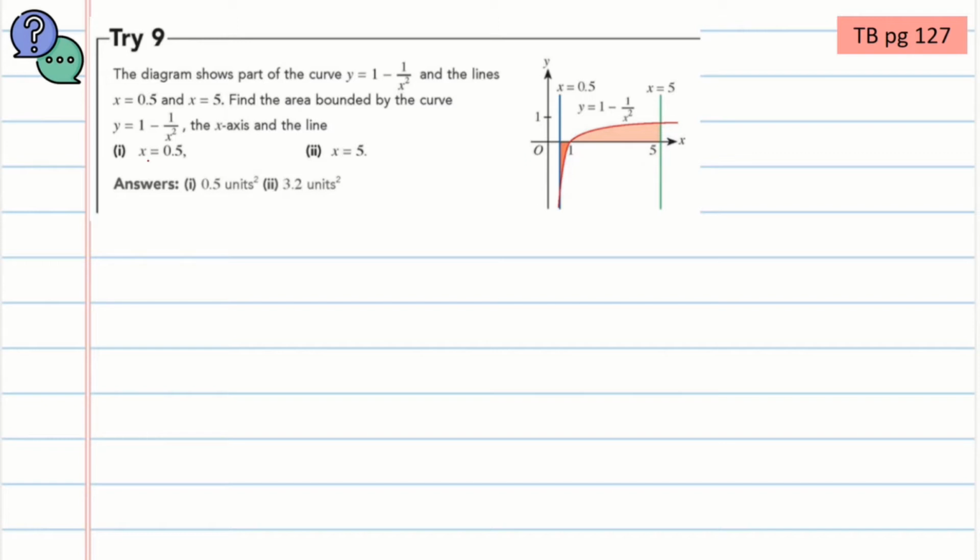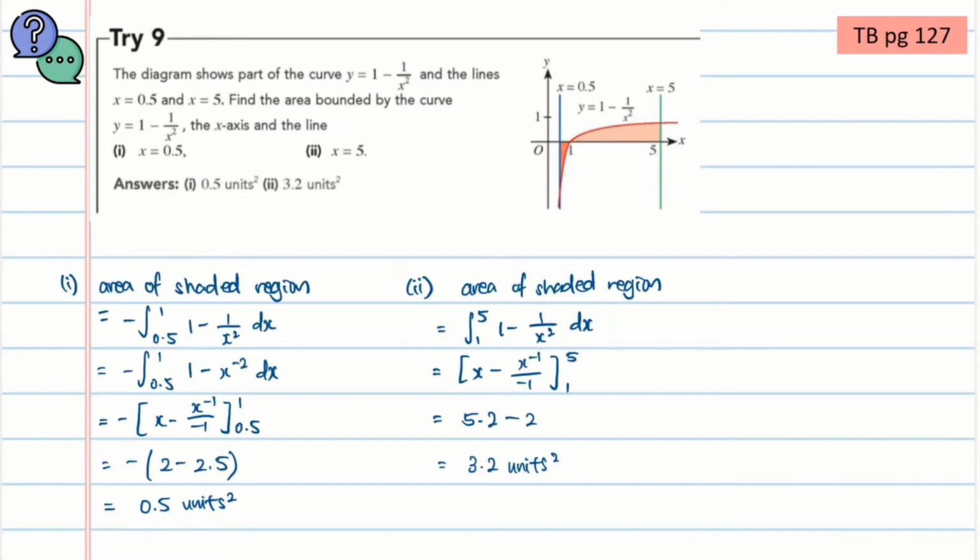Okay, so the line that we have to first look at in part 1 is x equals 0.5. So if you're looking at the area bounded by the curve, which is here, the x-axis, which is here, as well as the line, this is the area that we are first going to be looking for. Then in part 2, we will apply our understanding and see that the area that we're going to be looking for is over here. So let's proceed with going through the answers.